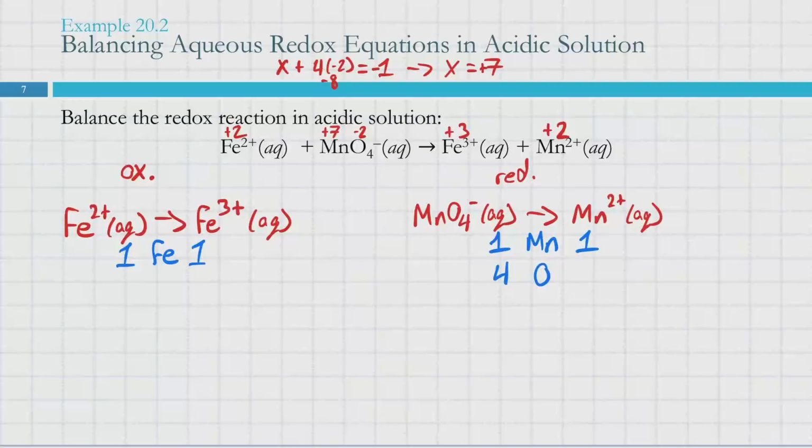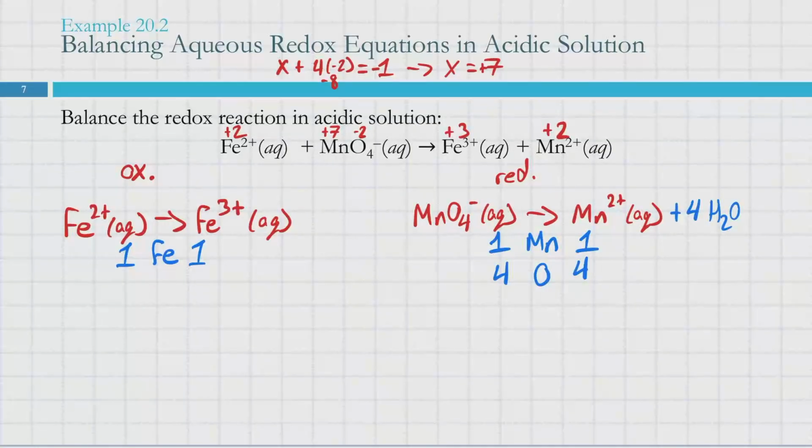What's aqua? Water. So we're in a water solution. We've got tons of water around, and so we can just say, all right, well, we can balance these 4 oxygens by adding water. The formula for water is H2O. There's 1 oxygen in each of those, so we're going to need 4 of them. 4 H2Os on the right side will balance out the 4 oxygens in our permanganate ion.